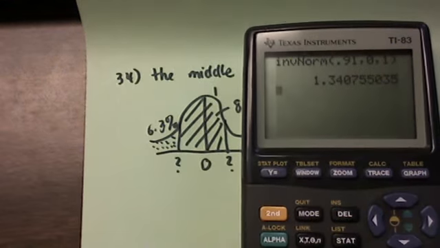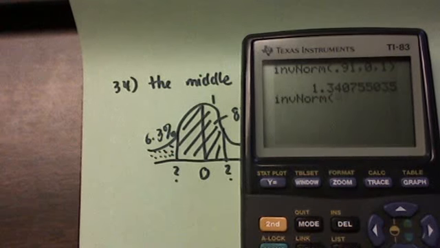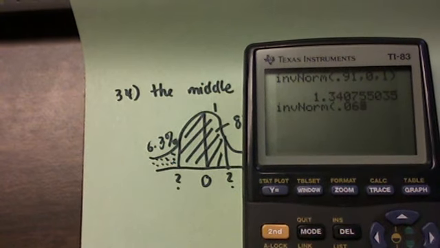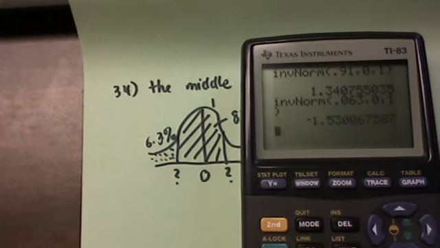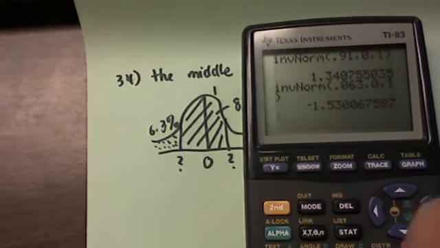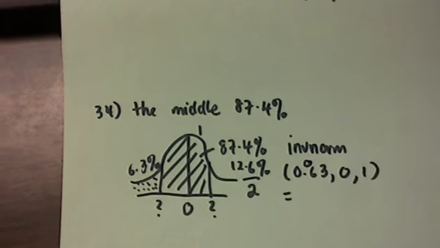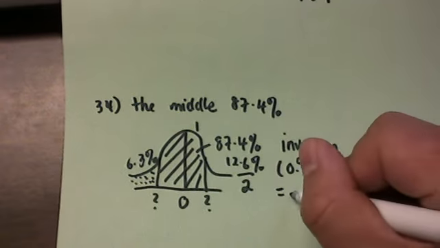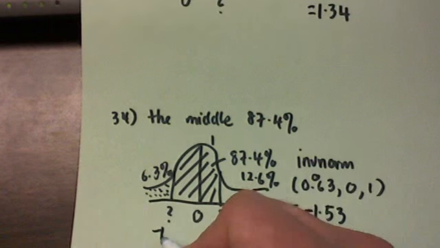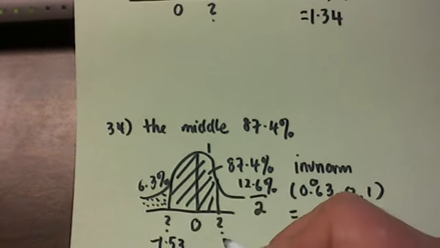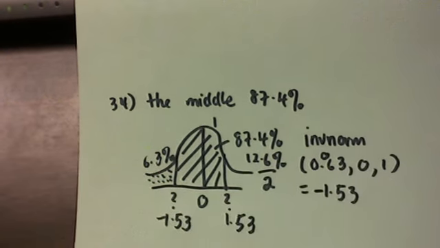So using your calculator in this case, second, shift, VARS, inverse norm of 0.063. So your answer in this case is around negative 1.53. Oops, that's a 0 in here, not 63%, it's 6.3%. So your value in this case is negative 1.53. Now this is for the left hand side. So what happens to the right hand side? It will be the positive 1.53.